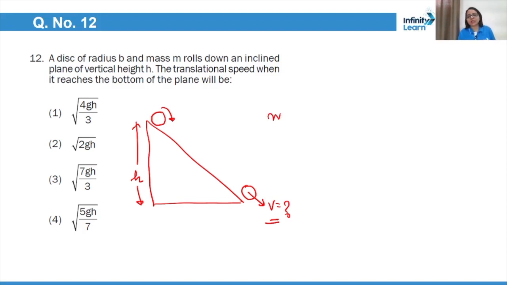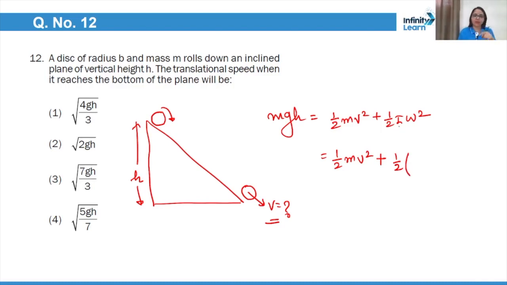So the loss in potential energy is mgh, which equals the kinetic energy because of the translation plus the kinetic energy because of the rotation. Kinetic energy of translation is half mv square, and because of rotation it is half I omega square. You can write half mv square as it is, but you'll have to modify the term half I omega square. We have a disk, so its moment of inertia will be mr square by 2. Omega is v upon r, so omega square can be written as v square upon r square for rolling motion. So this will be v square upon b square, right?